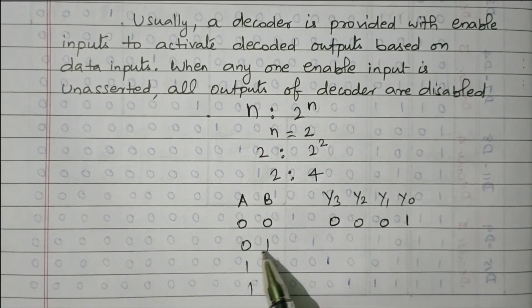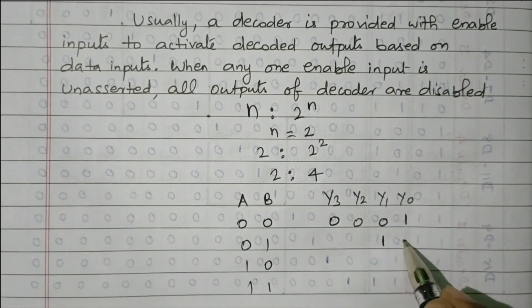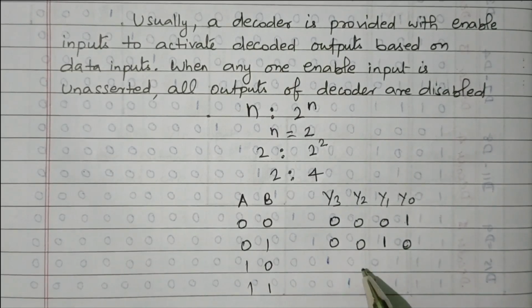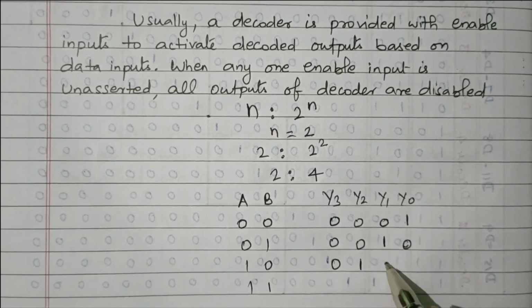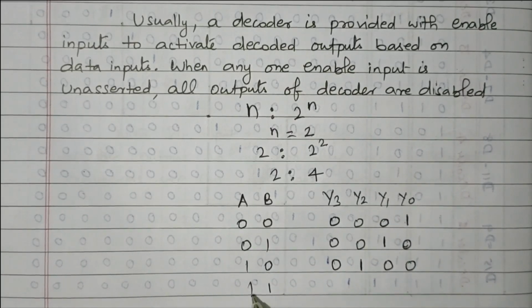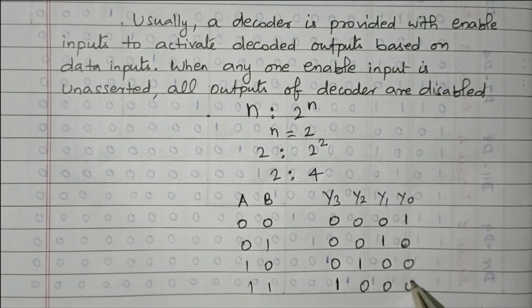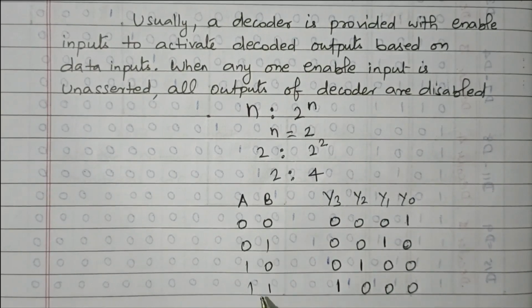If A and B are 0, 1, then Y1 will be 1, and the other outputs are zeros. If A and B are 1, 0, then Y2 will be 1, and the other outputs are 0. If A and B are 1, 1, then Y3 will be 1, and the other outputs are zeros. Right? So with the 4 possible inputs, we are getting 4 different outputs. That is, Y0 is 1, others are 0. Y1 is 1, others are 0. Y2 is 1, other digits are 0. Y3 is 1, other digits are 0. So we are getting 4 possible outputs.